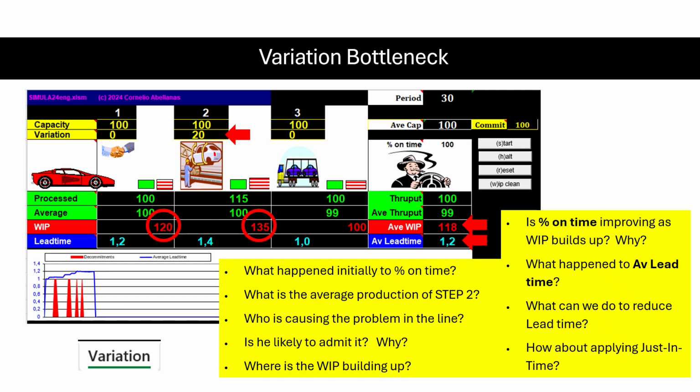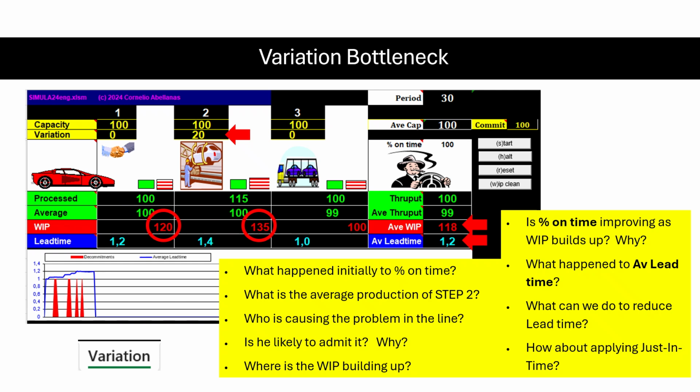Setup. Halt simulation. Reset. WIP clean. Set step 2 variation to 20, capacity varies at random between 80 and 120. Start simulation. Questions. What happened initially to percent on time? What is the average production of step 2? Who is causing the problem in the line?